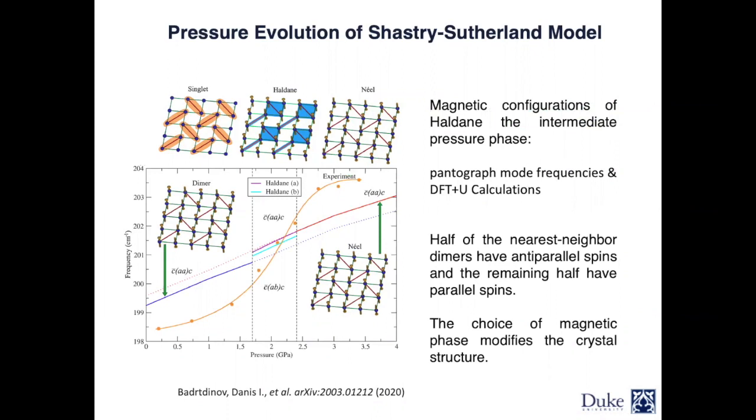What's the Haldane state? According to what I understand, it's the scenario where half of the nearest neighbors have anti-parallel spins, and the remaining half have parallel spins. This is the Haldane state that they're proposing. But there is a new paper that came out that explains it pretty well. They start with an empty plaquette, and because of the pantograph mode frequencies that they also map into DFT calculations, they arrived at this at the end. It looks like this is the likeliest scenario if you read this paper.